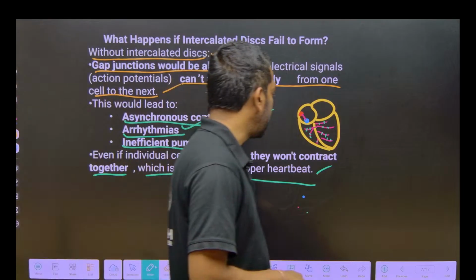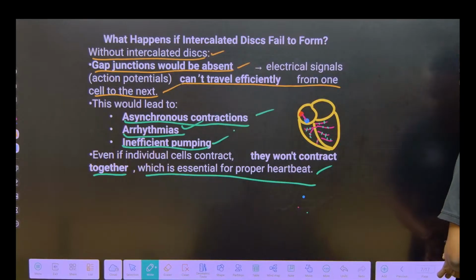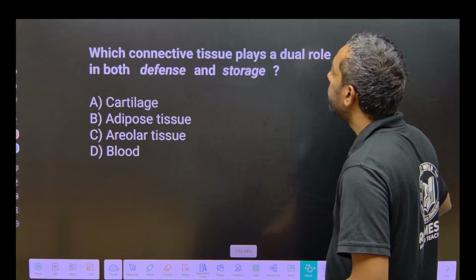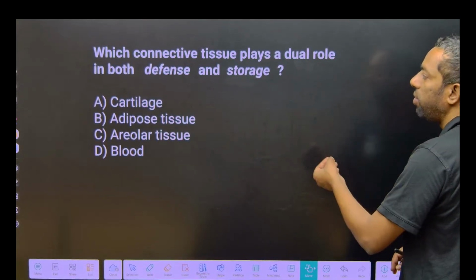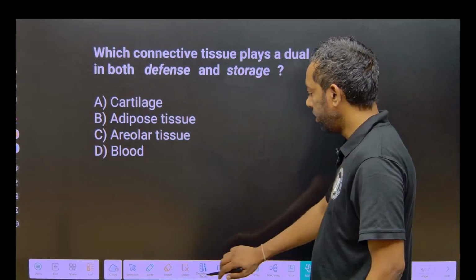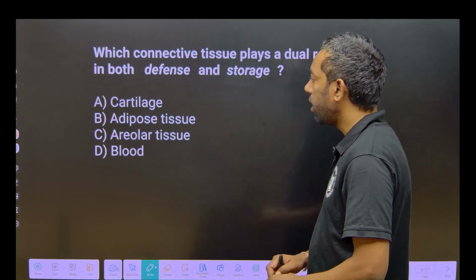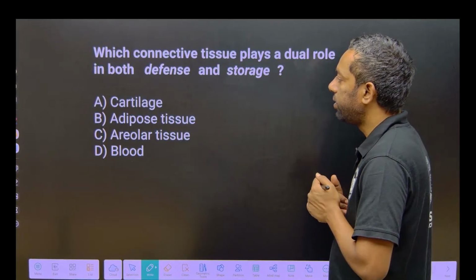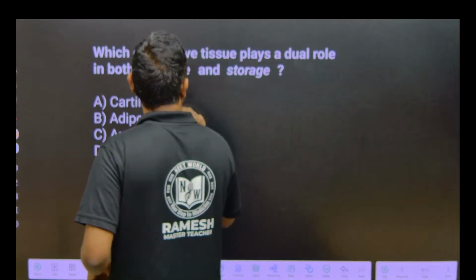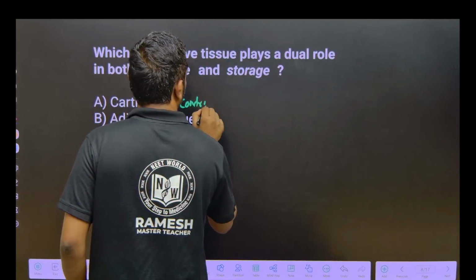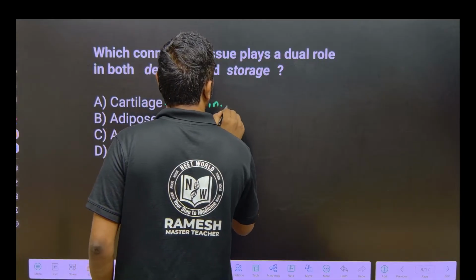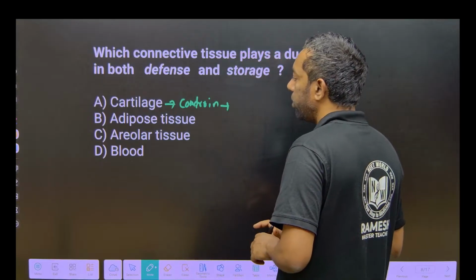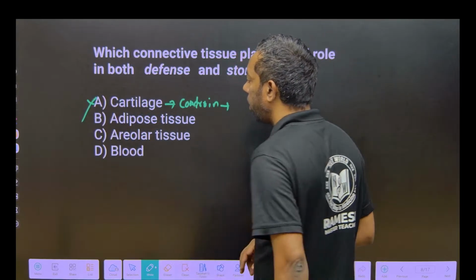Now the next question: which connective tissue plays a dual role in both defense and storage? Defense and storage. Guys, look here. Cartilage secretes chondrin, and chondrocytes make cartilage tissue. So it is not cartilage.